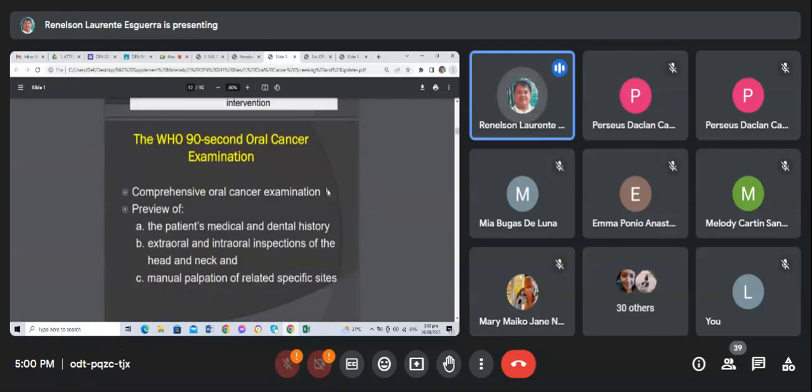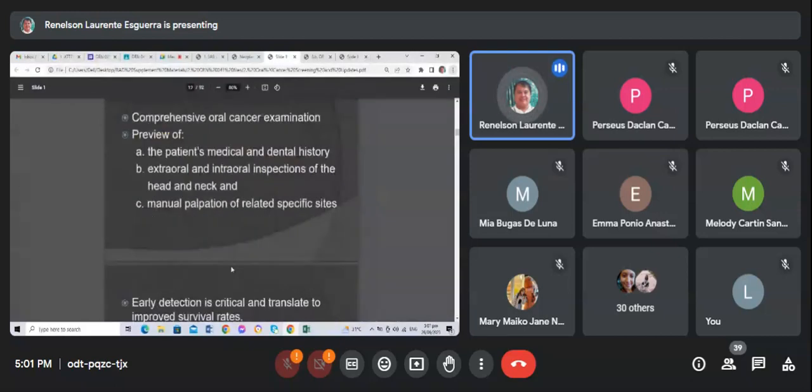The 90-second oral cancer examination is a comprehensive oral exam. It is the oral exam that you use every day, but more comprehensive. It would only take 90 seconds. On your first try, it would take minutes. Some would even take 30 minutes. But as you go along practicing it, you will note that it could take only 90 seconds, or a little more than a minute. So you have to review the patient's medical and dental history. Then you have to do extraoral and intraoral inspection.